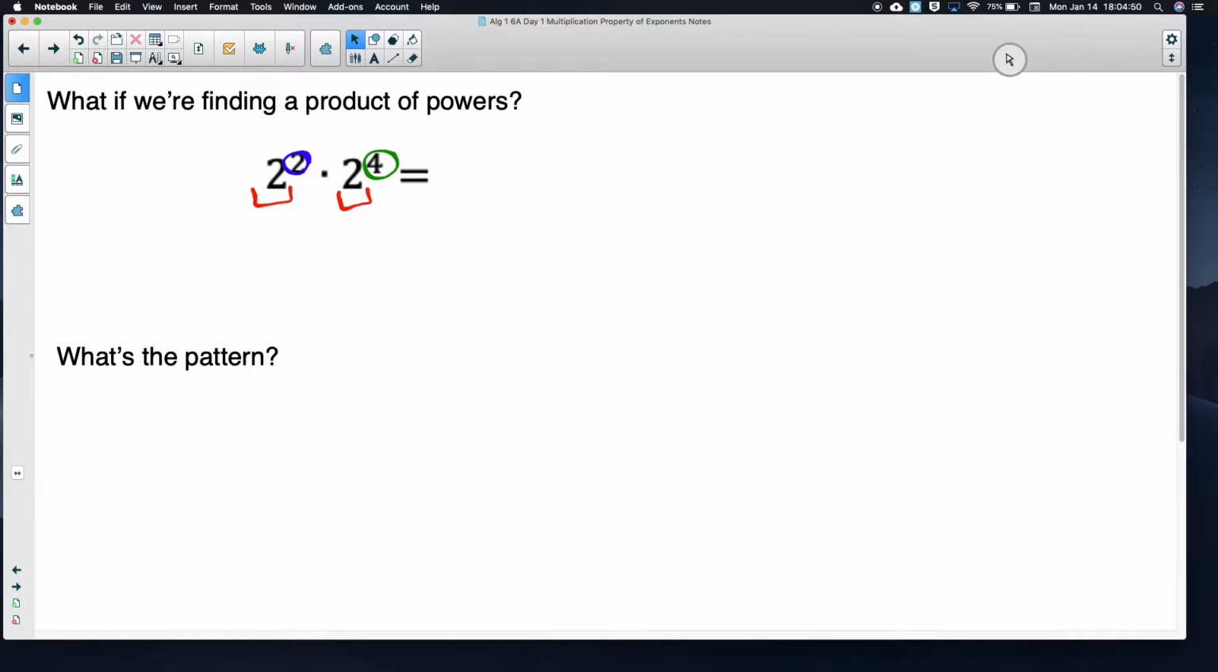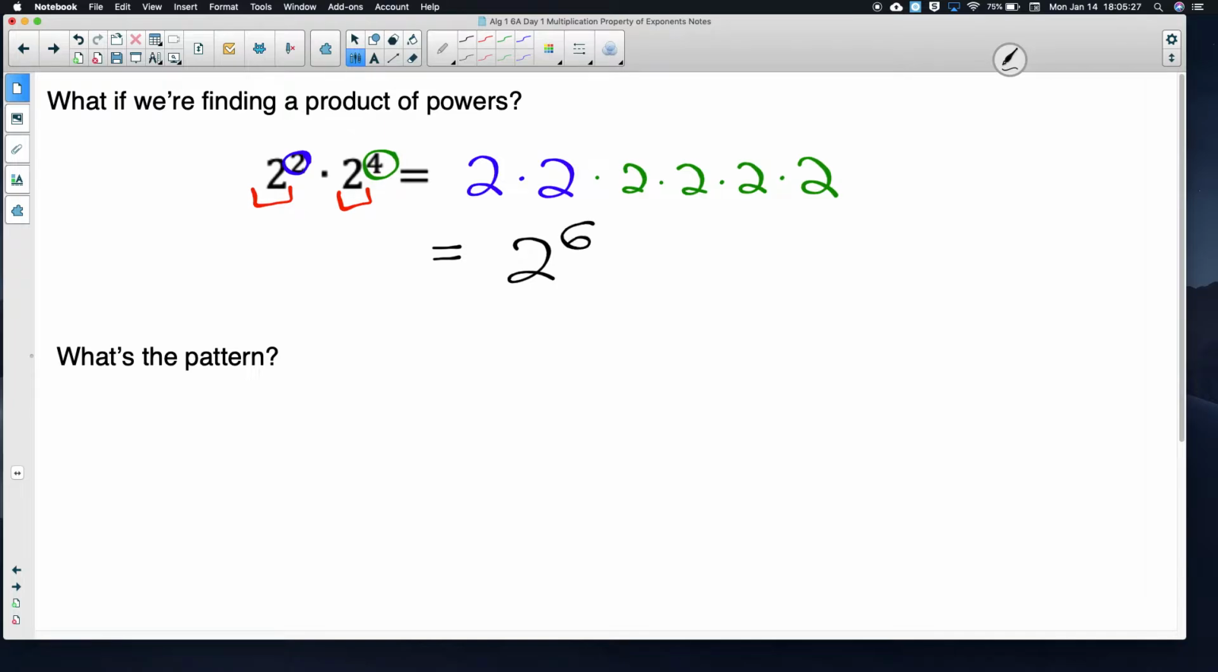Well, let's first look at what happens if we expand this. If I expand 2 squared, that's saying I'm taking 2 times 2. Now I'm going to expand 2 to the 4th power: 2 times 2 times 2 times 2. Now, this is all being multiplied together. So if I look at 2 times 2 times 2 times 2 times 2 times 2, how many times am I multiplying 2 by itself? I'm multiplying 2 by itself 6 times.